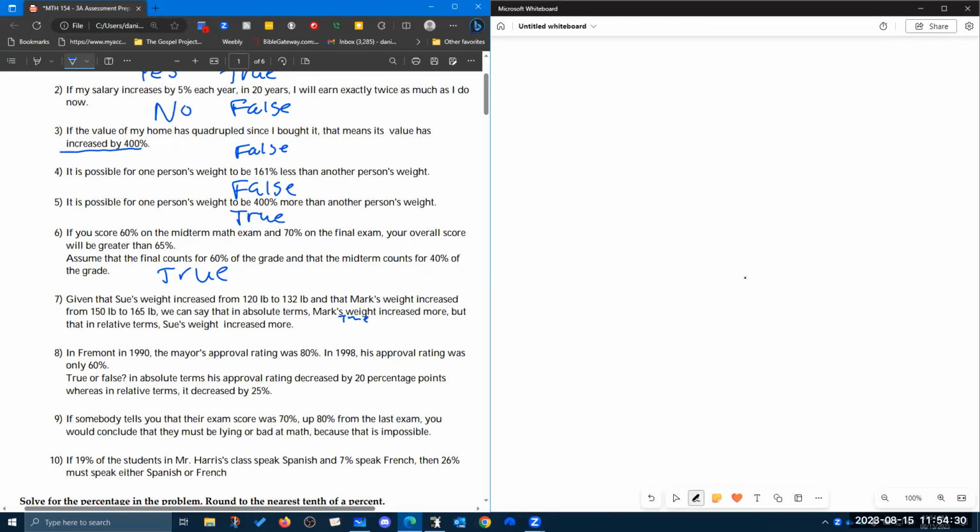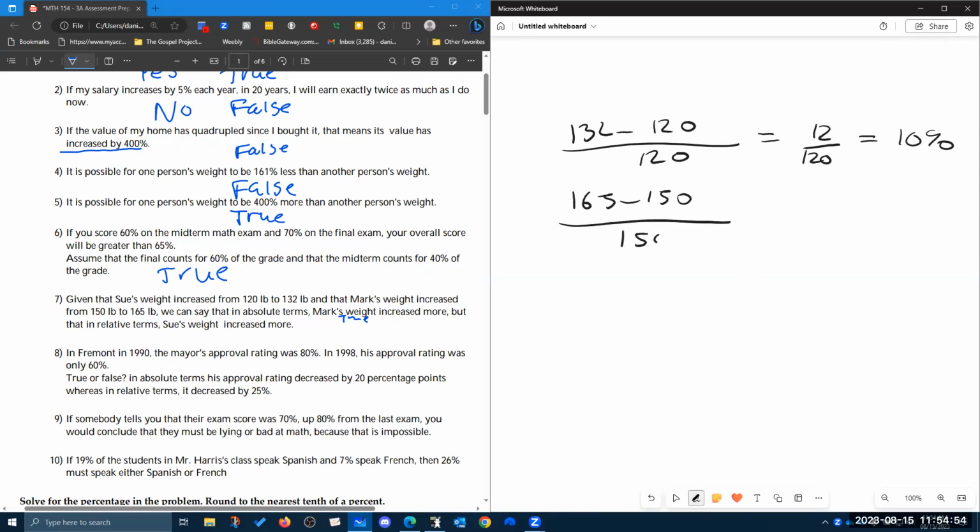So in relative terms, this would be that the 132 minus the 120 divided by 120 is going to be 12 over 120, which is going to be 10%. She had a 10% increase, and his was 165 minus 150 over 150, which is 15 over 150, also a 10% increase.